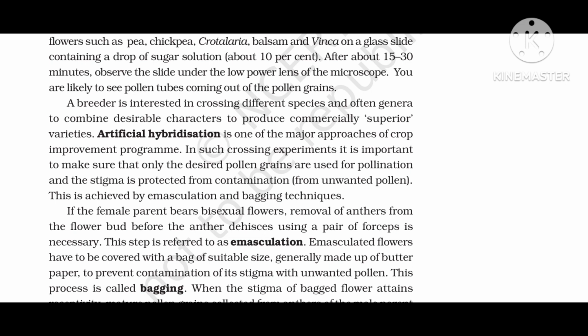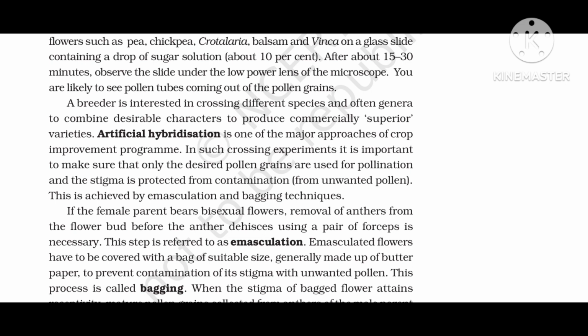If the female parent produces unisexual flowers, there is no need for emasculation. The female flower buds are bagged before the flowers open. When the stigma becomes receptive, pollination is carried out using the desired pollen and the flower is rebagged.